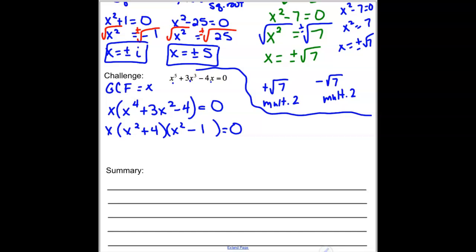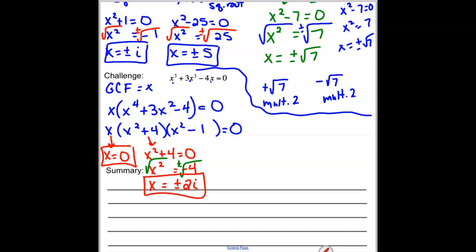And now we need to set each of these factors equal to 0. So x could be a 0. That one's already finished. Or we could have x squared plus 4 equaling 0. We would subtract the 4, and we would square root. So square rooting both sides, remembering your plus minus, we would get the square root of negative 4, which would be 2i. So we get x equals plus minus 2i.